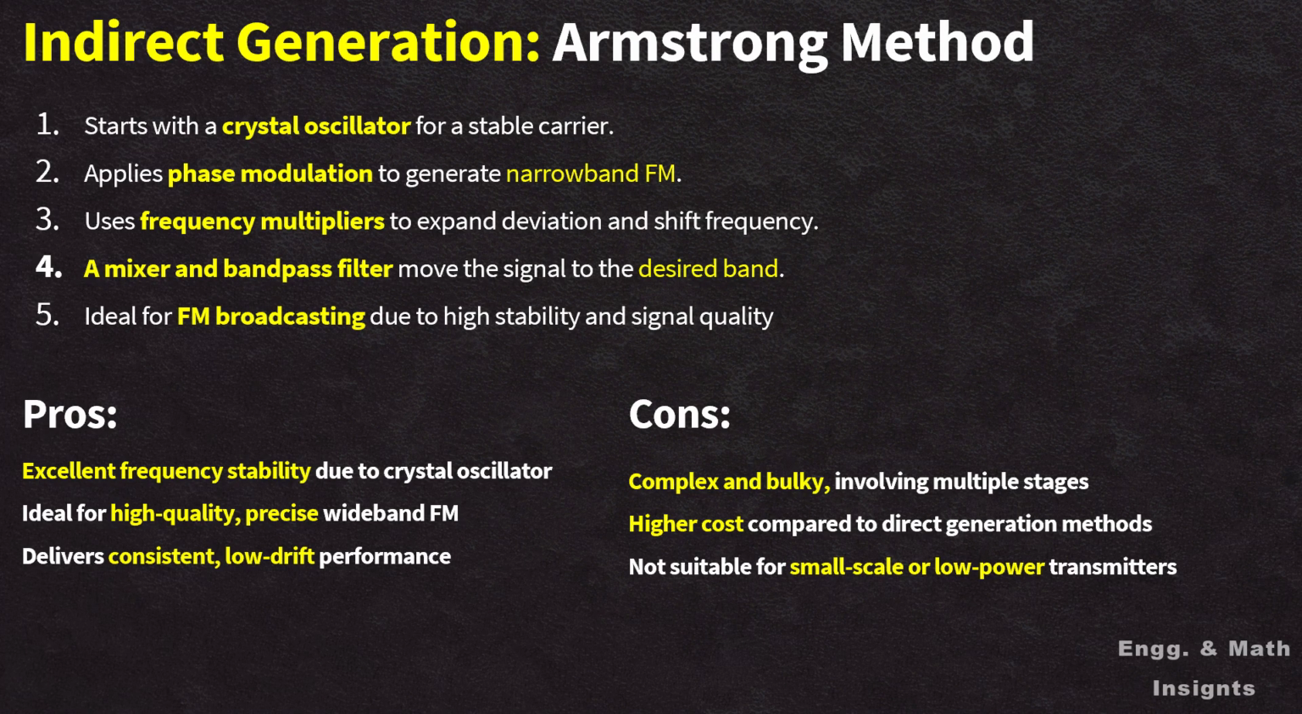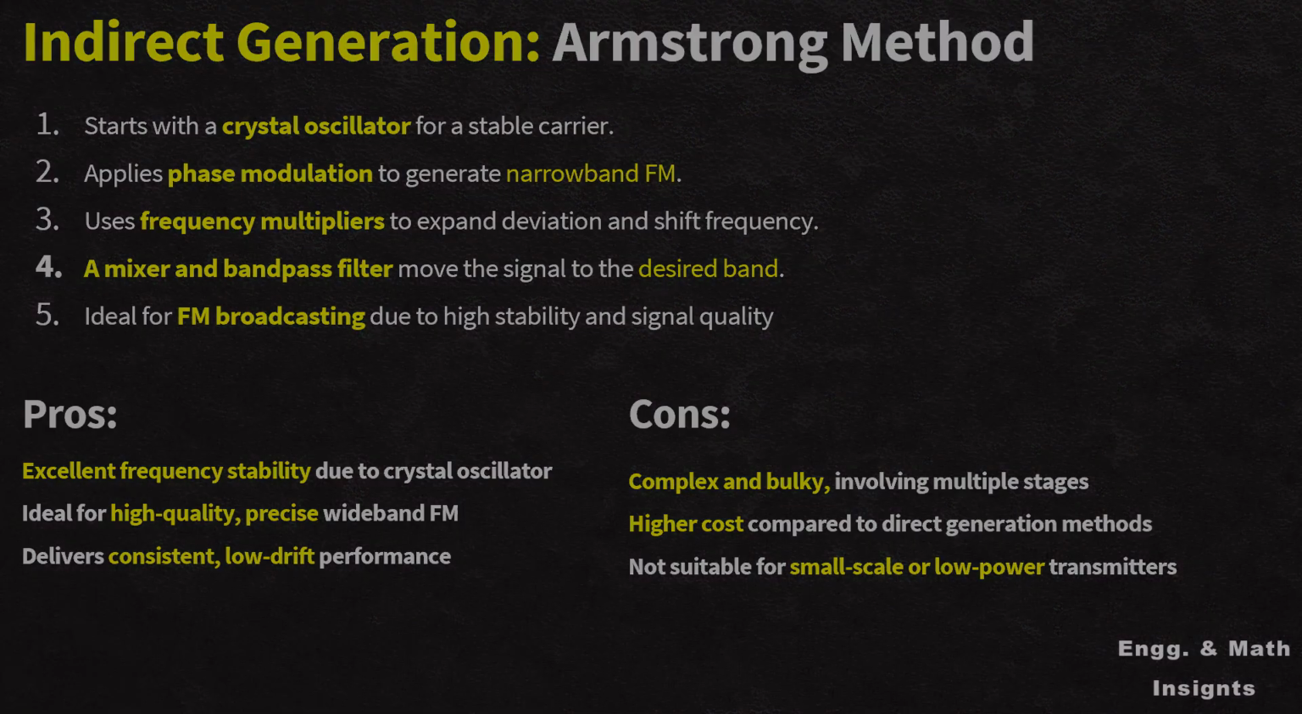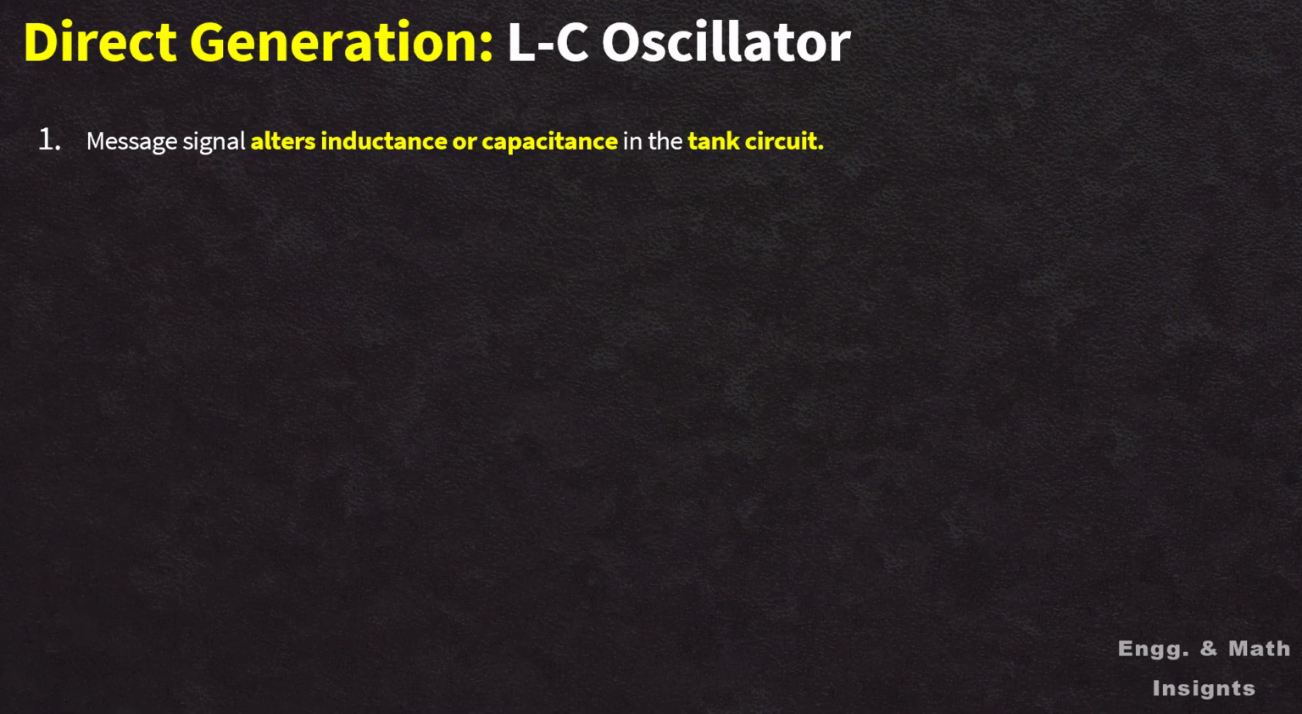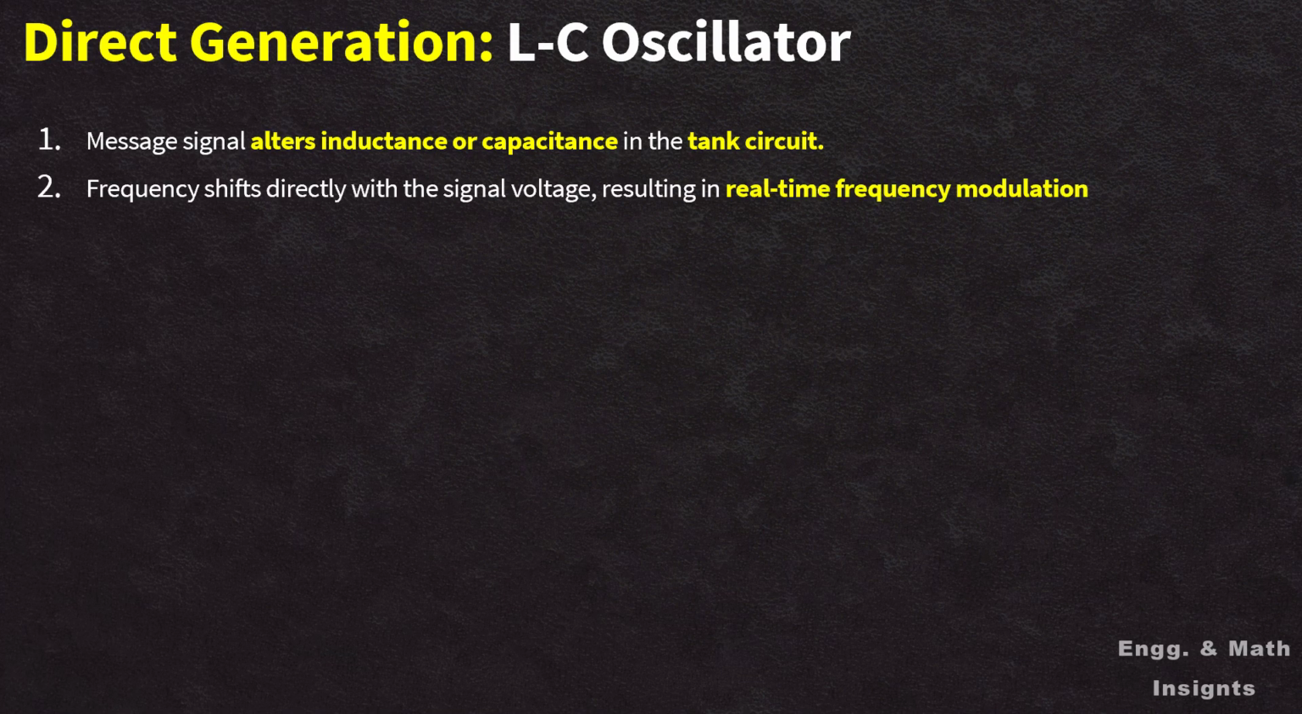Now let us take a look at the direct methods for wideband frequency modulated signal generation. Unlike the Armstrong method, direct generation techniques apply the message signal directly to the oscillator circuit. These methods shift the oscillator's frequency in real time, offering simpler hardware setups, especially useful for low to medium complexity applications. The first method is the LC oscillator method. In this approach, the message signal modifies the tank circuit of an LC oscillator either by altering its inductance or capacitance. As the signal voltage changes, the oscillator frequency swings accordingly, producing frequency modulation on the fly. It's often used in educational and experimental setups because of its simplicity.